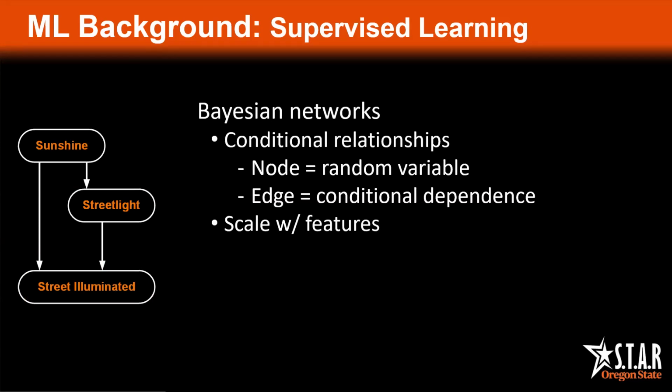The street could be illuminated because either the sun is shining or the street light is on. Further, the streetlight being on is conditioned upon the sun shining, since streetlights are generally off during the day. These models can be scaled, like decision trees, by considering more features and more complex relationships.